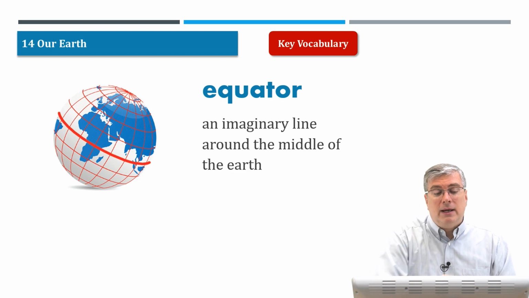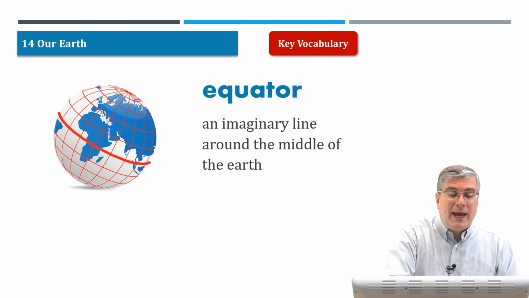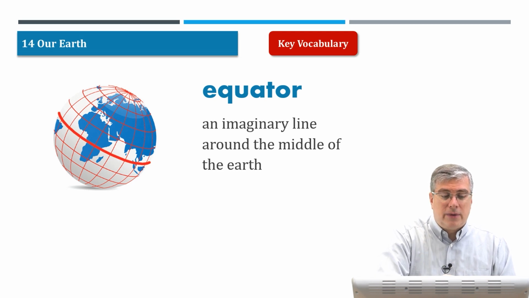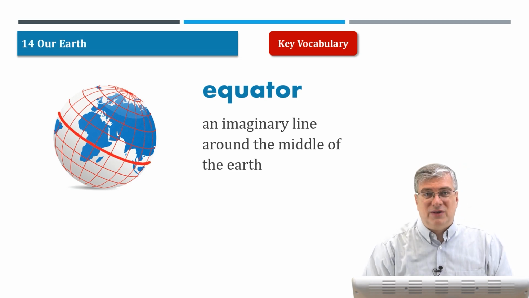But at that area, we call it the equator. And the equator separates the north and the south part of the earth. So if you are north of the equator, you are in the northern hemisphere. South of the equator, you're in the southern hemisphere. We'll see those ideas again.